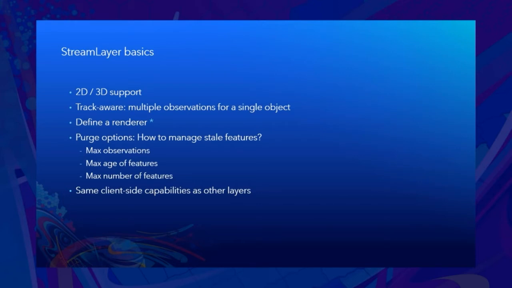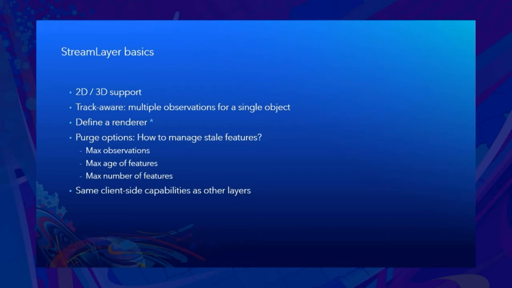We also have purge options. So how do you want to manage stale features? You can set the max observation. So that's in the case of the track awareness. So if you have an object moving, how many older observations do you want to display on the map before you remove it from the map? Or you can configure the max age of features. So just how long should a feature remain on the map before it's essentially invalid and you want to remove it? Or you can control the max number of features. So maybe you just want to display 10,000 features on the map at once.